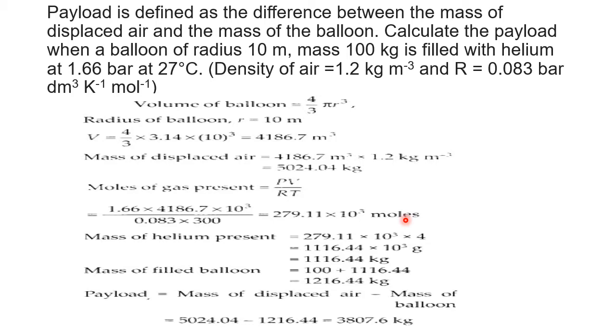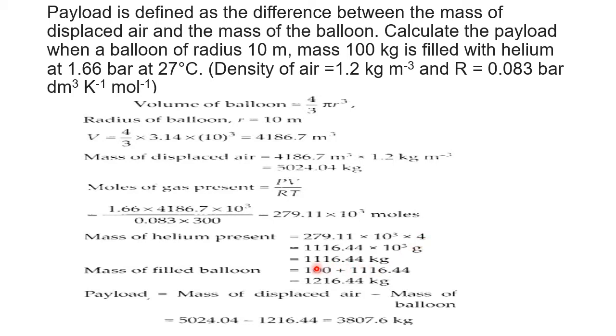Because what is the number of moles formula? Number of moles equal to mass given by the molar mass. When the moles is given, we can calculate the mass. How to calculate the mass? Multiply moles into the what? Molar mass. That is the mass of the helium. So therefore, mass of helium equal to number of moles into what? Molar mass of the helium, which is equal to 4 from the atomic mass table.